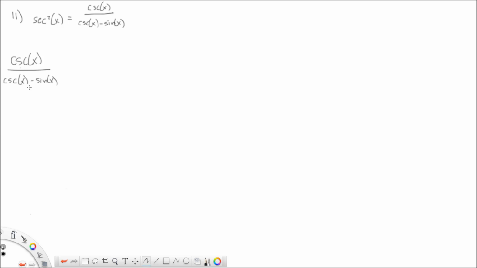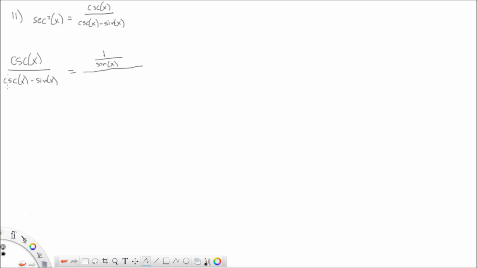Alright, so we want to try to simplify this down in some way until we just get secant squared of x. Alright, so the first thing, you can look at this, there's no real identities that we have between cosecant and sine, alright, if they're subtracted. Alright, so what I'm going to do to start is just rewrite everything in terms of sine and cosine. So we know cosecant is 1 over sine. Alright, so we're going to get that in the numerator here, 1 over sine of x.